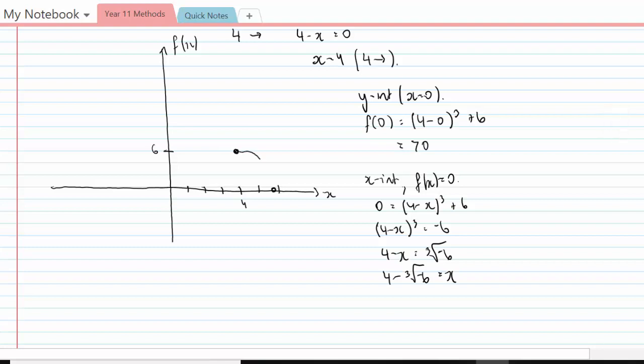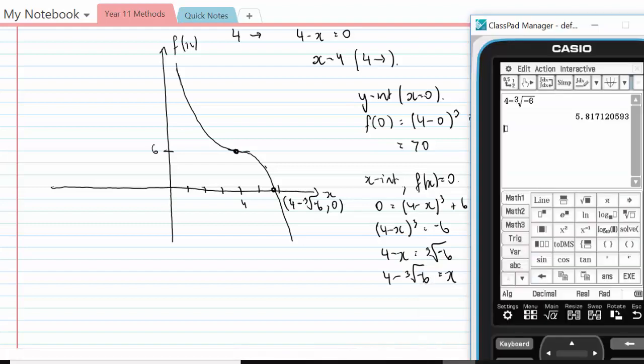And so now I can just draw a nice cubic graph like that. And there we have it. I should label this here, and I probably should label it with coordinates as well. So, you know, it's 4 minus the cube root of negative 6, comma 0. But yeah, that's about it really.